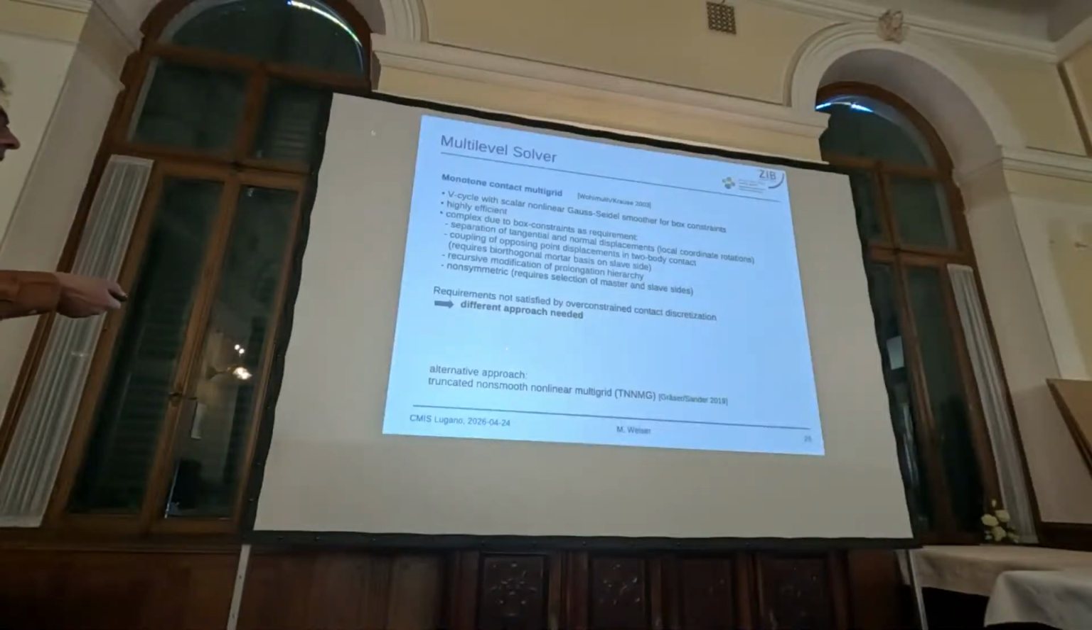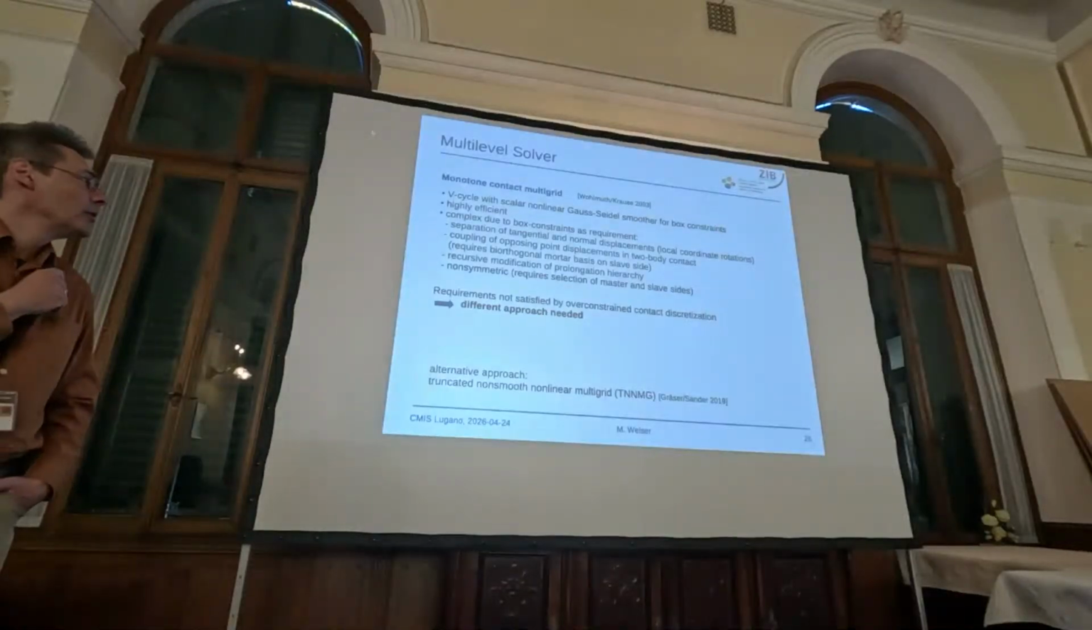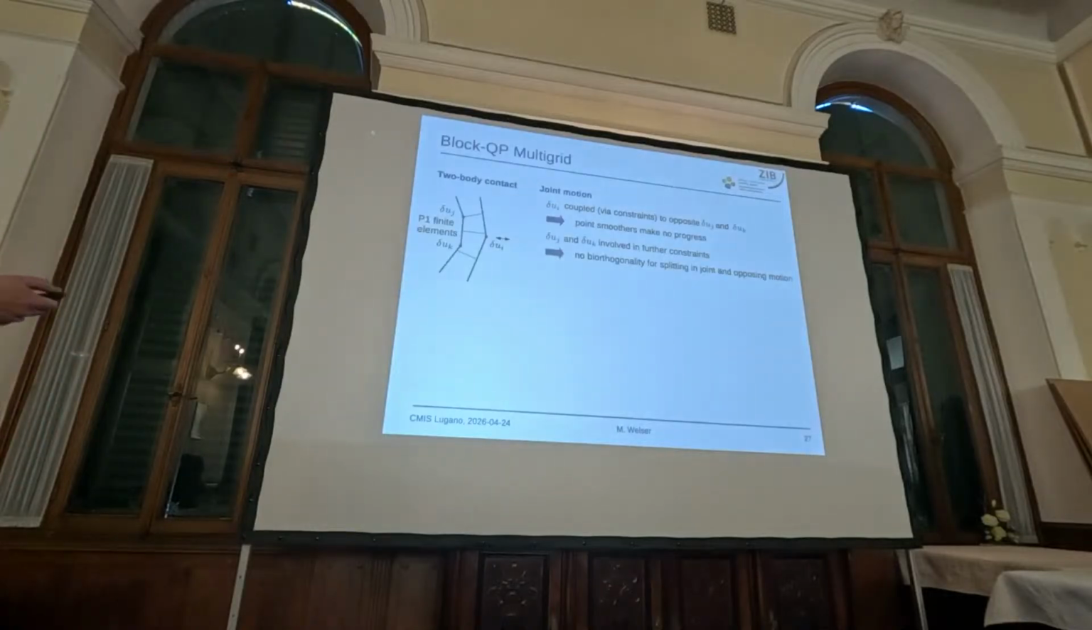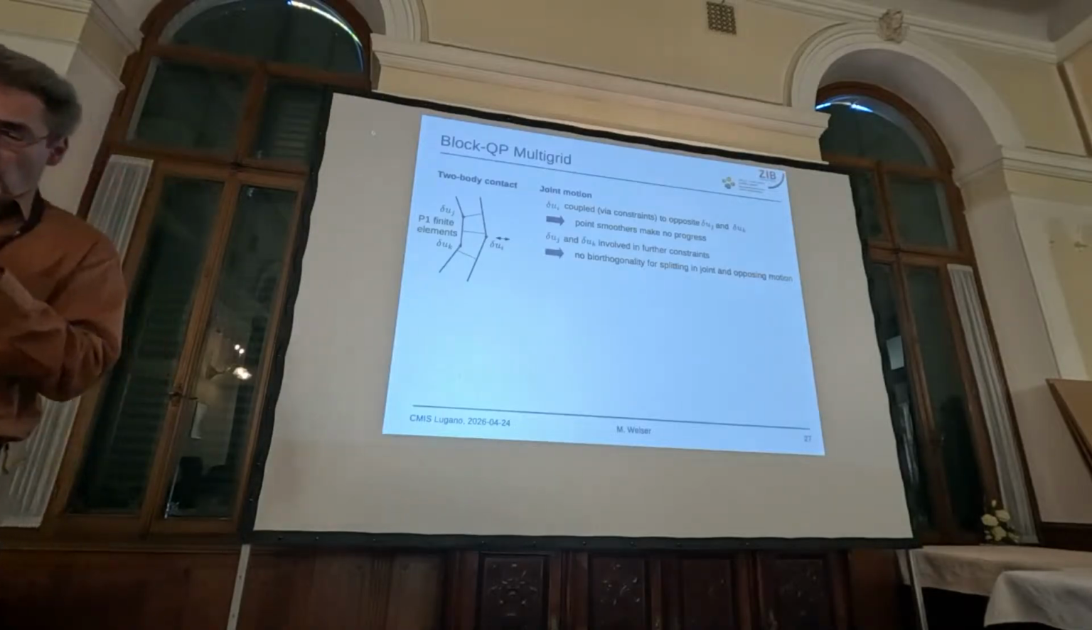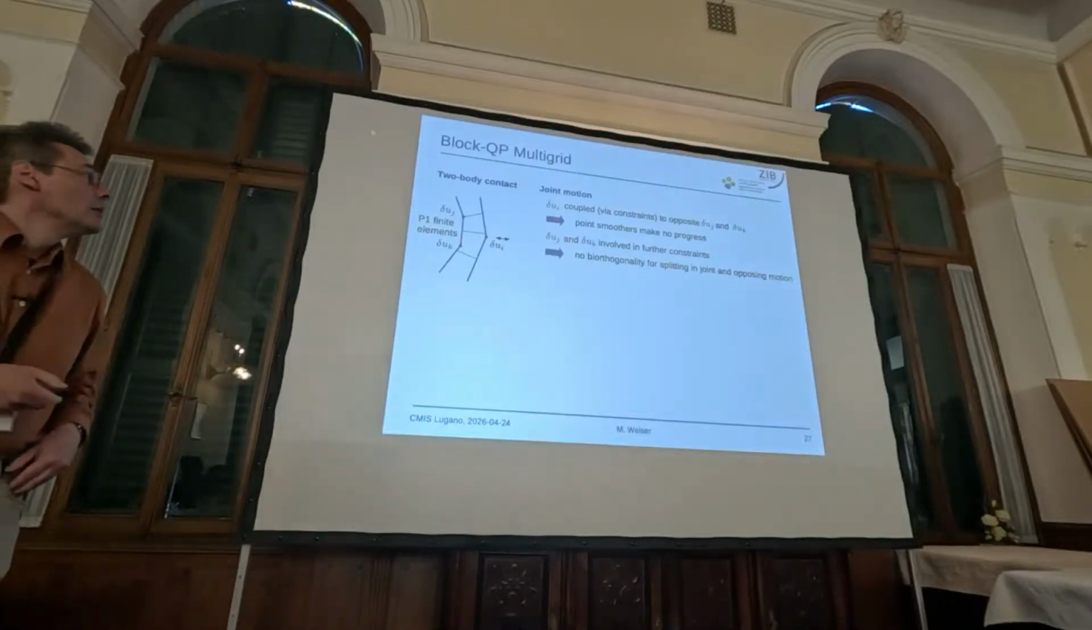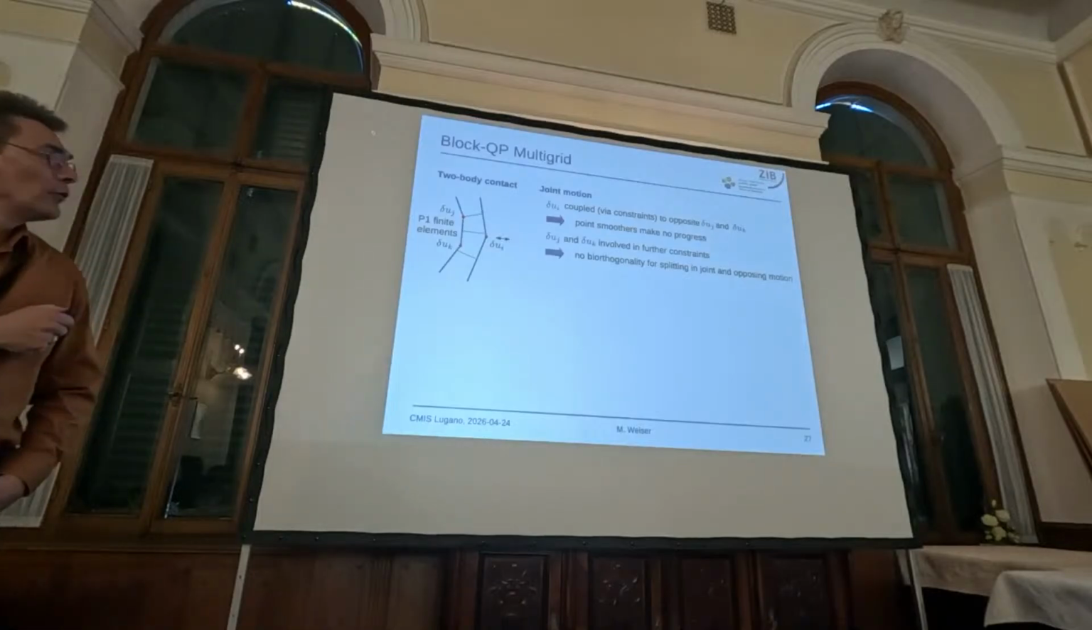These requirements, in particular, are not satisfied by this over-constrained contact formulation that I presented before, so we had to do something else. Particularly here, these point smoothers, of course, make no progress in multi-body contact. Bi-orthogonality is not available here because there's no real connection between the contact samples along the surface and the degrees of freedom on the surface.